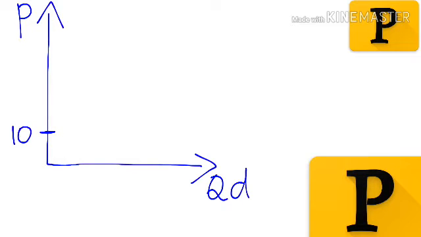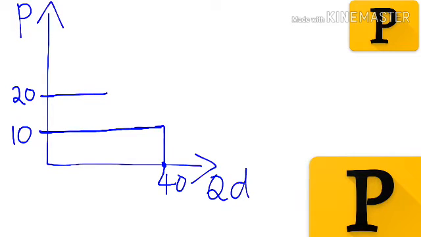Suppose the price is rupees 10, that is the price is minimum. So according to the law of demand, when the price is minimum, the quantity demanded would be maximum. So at price rupees 10, the quantity demanded would be maximum. So let us assume it is 40. Now the price has increased to 20 from rupees 10. So what would happen to the quantity demanded? The quantity demanded would also come down. Let us say the quantity demanded is 30 now.